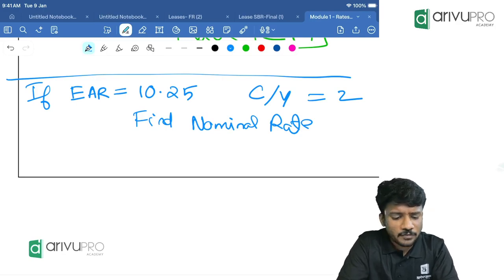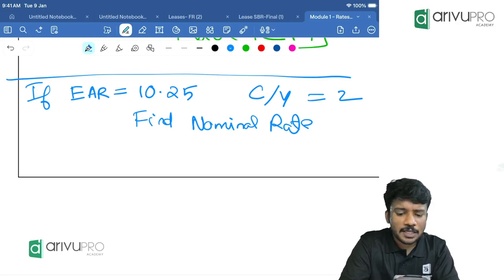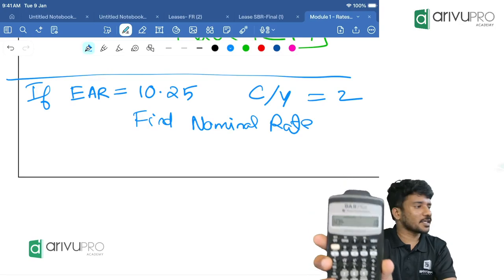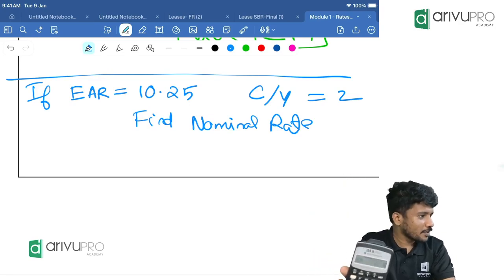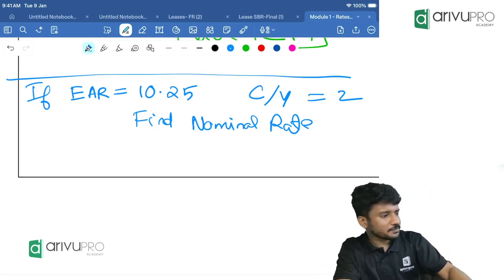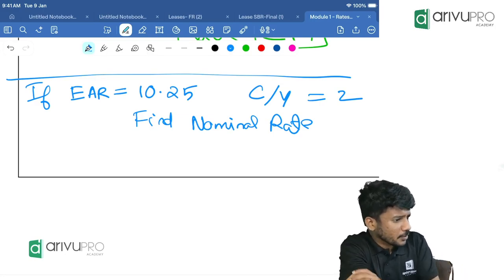Now what else do we need to find? We need to find the nominal rate. So what button will you click? You will click the compute button. How much are you getting? Are you getting 10? When you click compute, you will get 10.